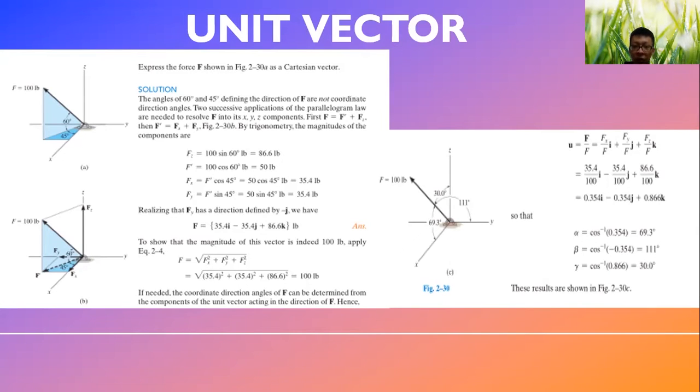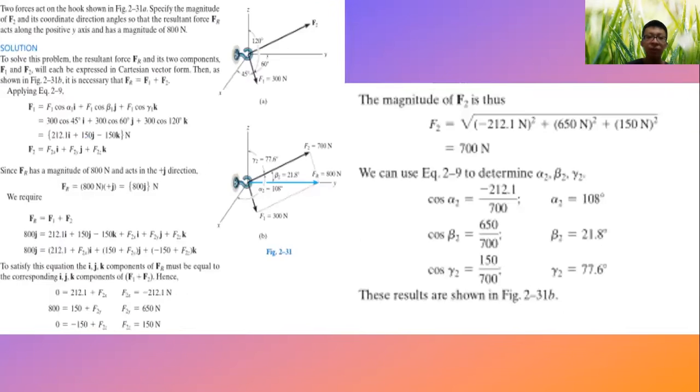So the purpose of unit vector is just to let us determine the direct angle from the axis towards the force. So alpha is the angle between the x-axis and force, beta is the angle between the y-axis and force, and gamma is the angle between the z-axis and force. So this is another example.